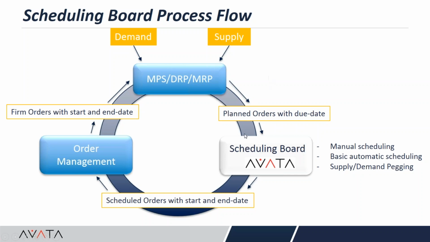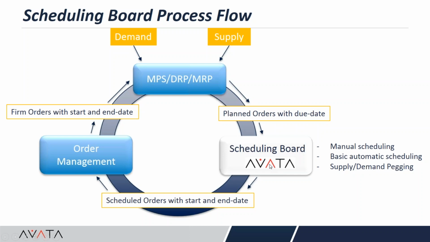Then you need to define when exactly am I going to produce this. Because let's say you have a number of sales orders coming in all for next Friday, then your standard MRP calculation would put them all due date next Friday, and it's up to you to make sure you can produce them. So this is where the scheduling board comes into play.